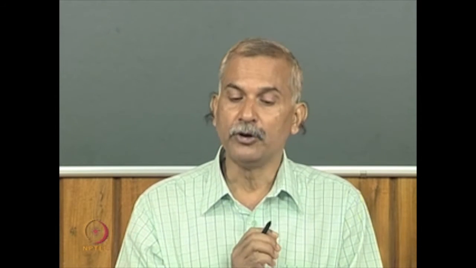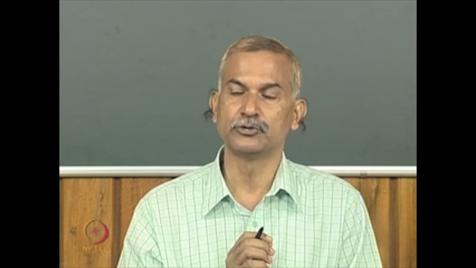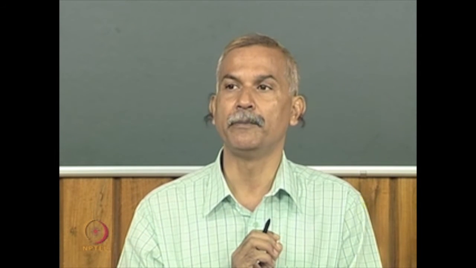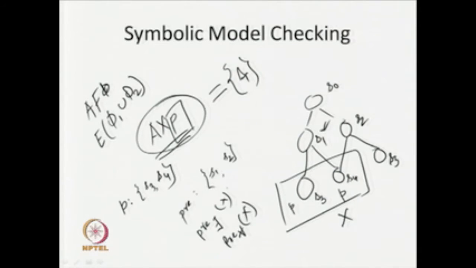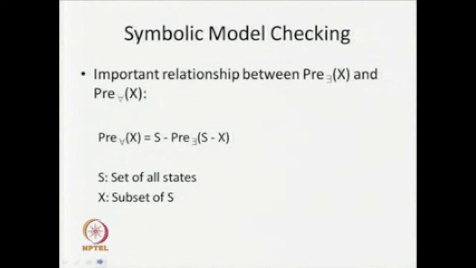So, when we are going to use ROBDD for model checking algorithms to get the symbolic model checker, what basically we need are these two functions, pre-exists x and pre-forall x. In the last class we introduced these two notions and I have explained them. Now, we have also seen one important relationship between pre-exists x and pre-forall x: pre-forall x can be expressed by the expression S minus pre-exists (S minus x).